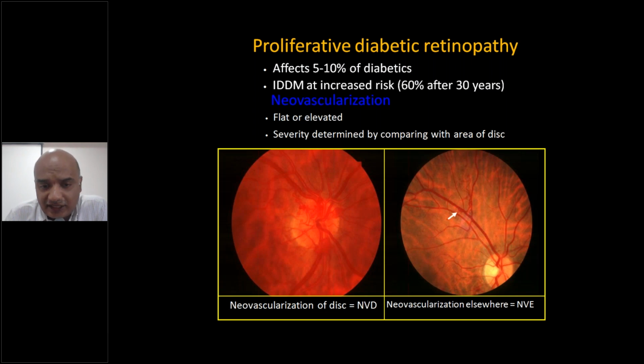So these two are the classic features of diabetic retinopathy. When you are examining a case of diabetic retinopathy, if you see NVD or if you see NVE, that patient has progressed to the stage of proliferative diabetic retinopathy. I will repeat it again. When you see a patient with NVD or NVE, that patient is labeled as having proliferative diabetic retinopathy.